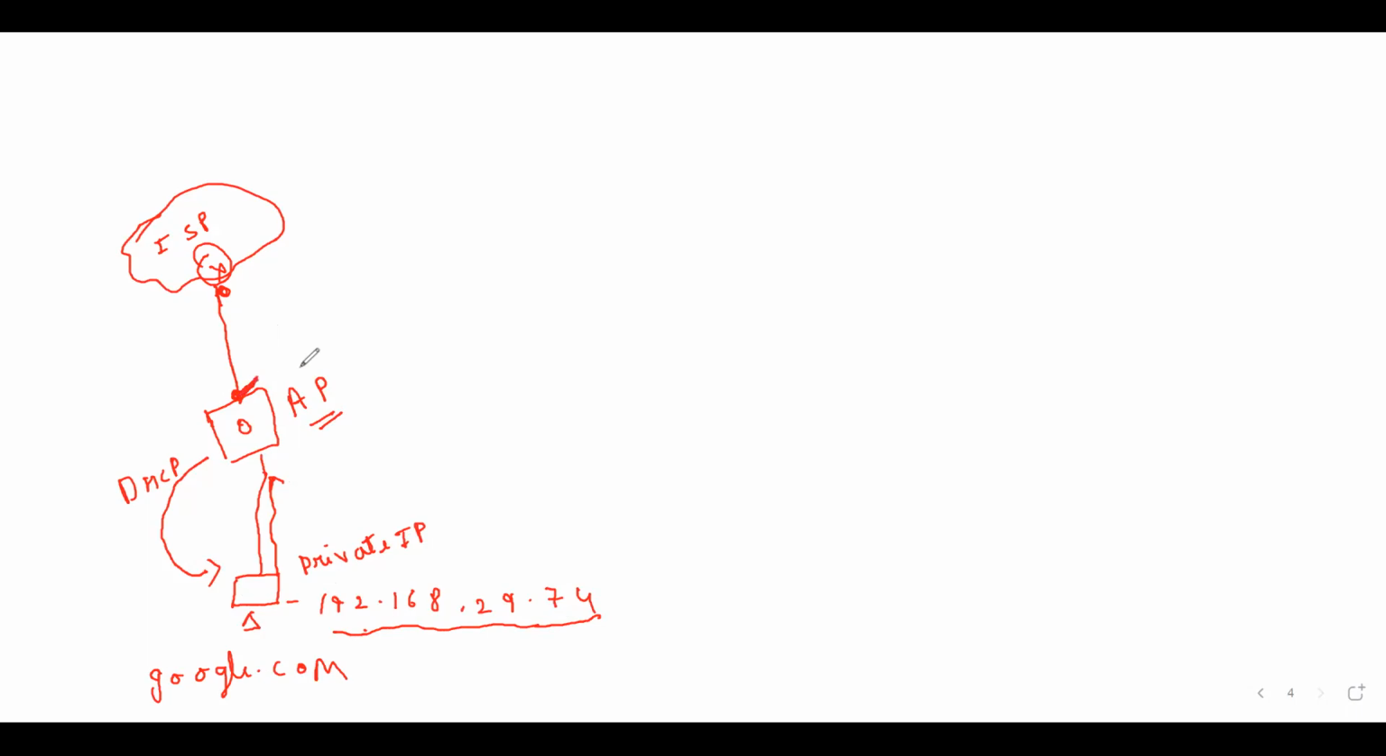It will get stuck here because the ISP can communicate only with a public IP address. ISP can communicate only with public IP. So the ISP already provided me a public IP address, 159 something like this, right? And here also a public IP address, 3.